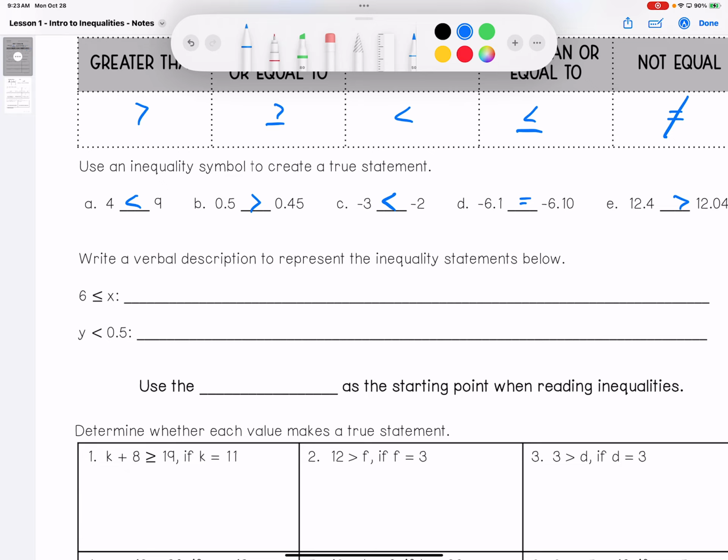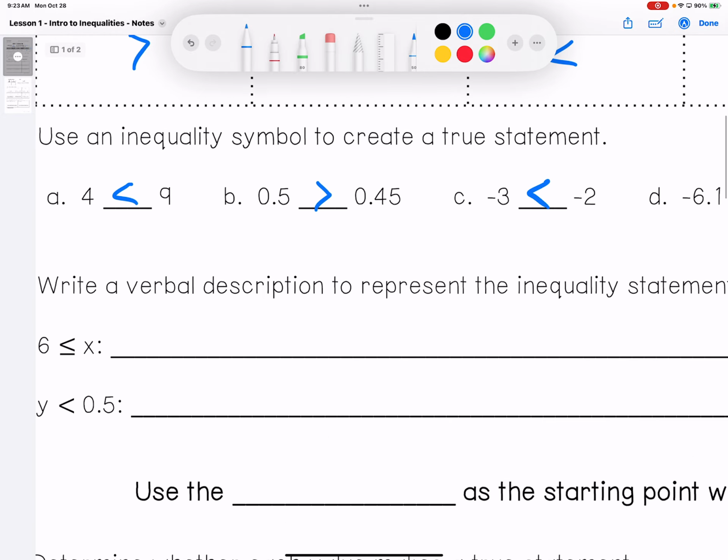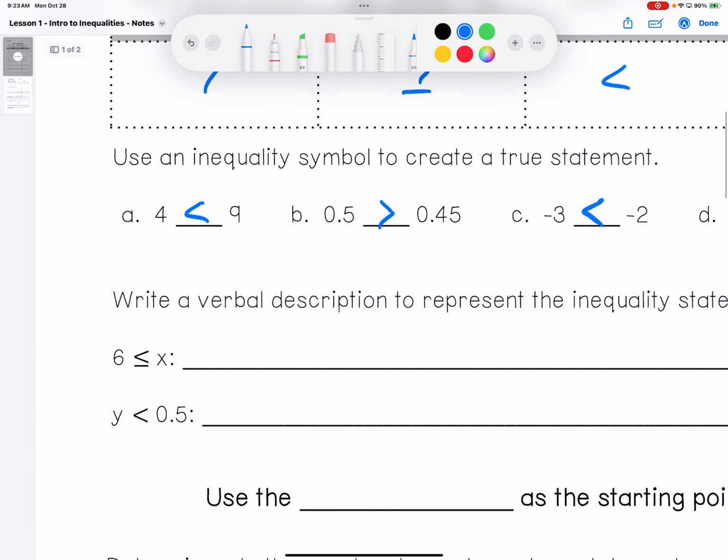Welcome back. There's 2 ways to write each one of them. You could read left to right, or you could read right to left. And I'm going to write both of them. Reading left to right, it would be 6 is less than or equal to X.